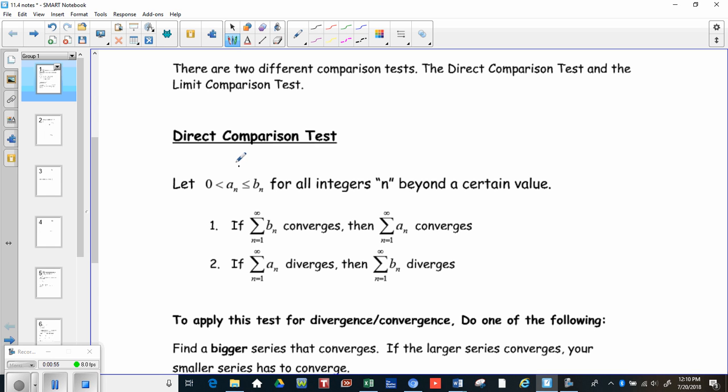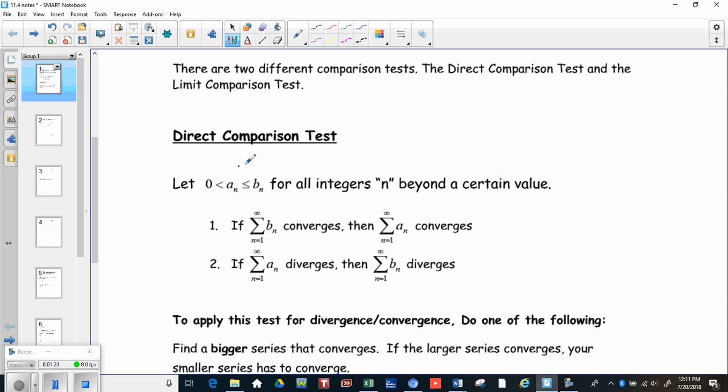As far as I'm concerned, personally, I think the direct comparison test is the easiest to understand. It definitely makes the most sense, not necessarily the easiest to do. The limit comparison test, however, is far easier to do. And as long as you have somewhat of an understanding of how everything's been working so far, then it's really not that much more difficult to understand, but it definitely takes some background knowledge.